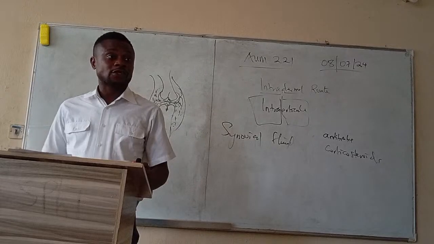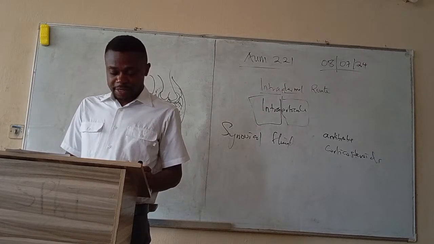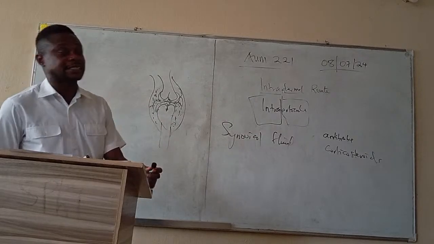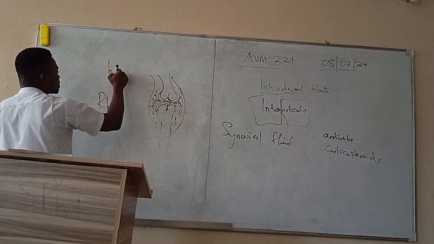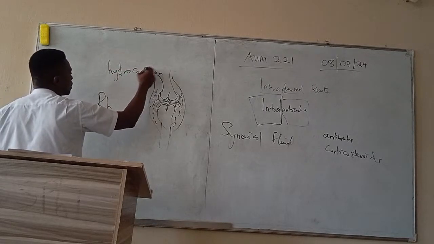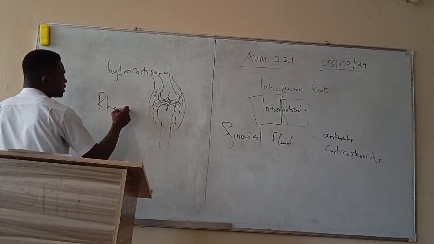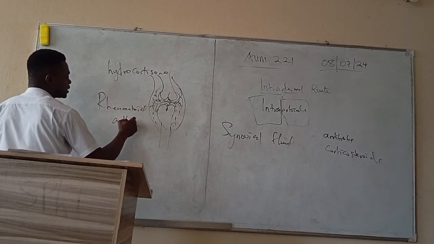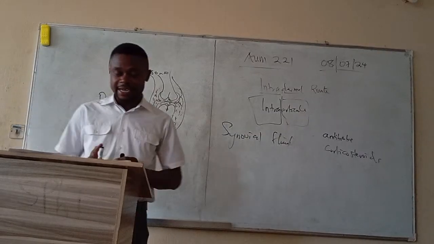So an example of a corticosteroid there we have what? Hydrocortisone. Hydrocortisone is used in rheumatoid arthritis. Hydrocortisone is an example of a corticosteroid. So it's used in rheumatoid arthritis.